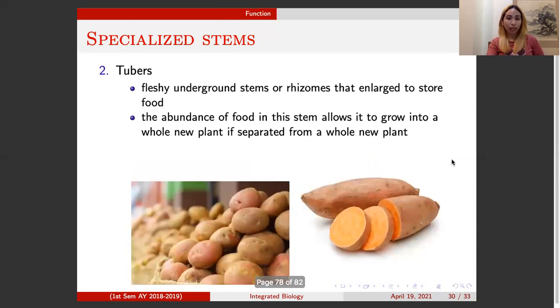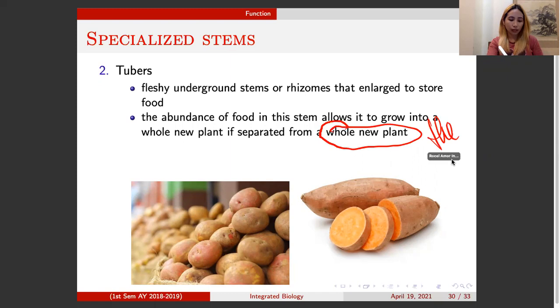Okay? And then we have tubers. All right, so tubers are fleshy underground stems or rhizomes, as we call them, but they are highly enlarged to store food. So basically, tubers are enlarged rhizomes. Okay, the abundance of food in this stem allows it to grow into a whole new plant if you separate it from the original plant.